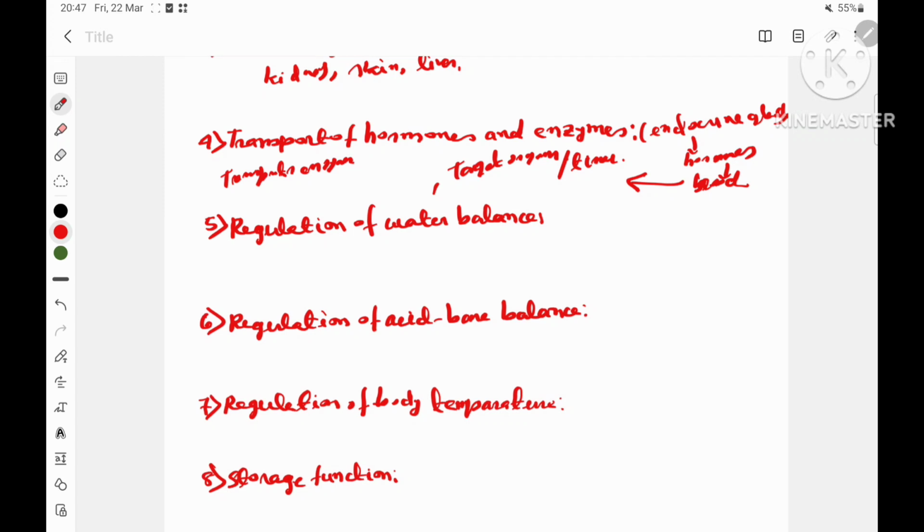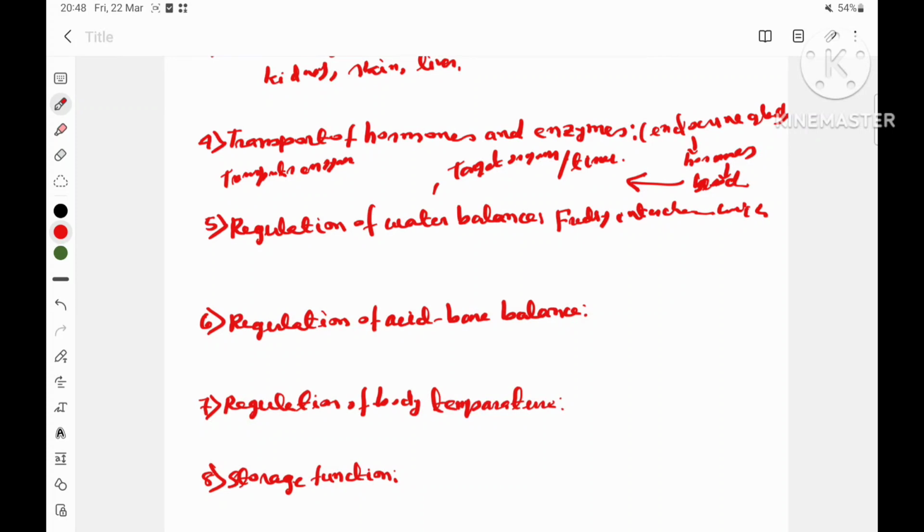Next function is regulation of water balance. The water content of blood is freely interchangeable with that of interstitial fluid. Interstitial fluid means the fluid between two cells. This helps in the regulation of water content of our body.